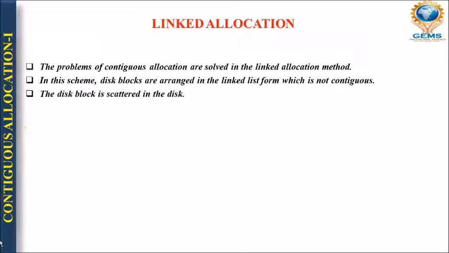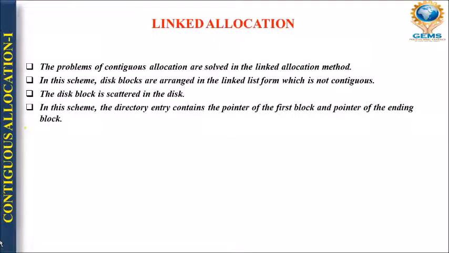So the disk blocks will be scattered in the disk. Scattering means that according to availability, each file can be stored in the disk in a random fashion, but all these blocks will be interconnected with each other. In this scheme, the directory entry contains a pointer, as I have already told you, a pointer to the first block and a pointer to the ending block. That means we have two pointers.